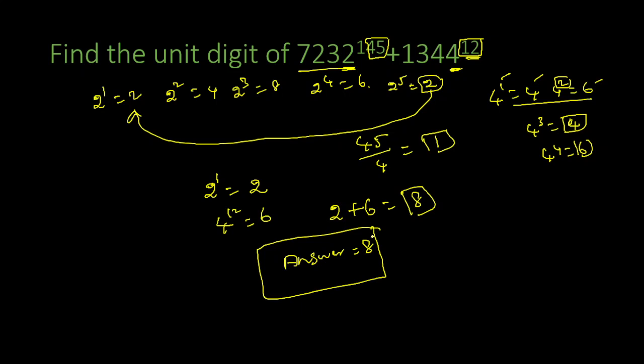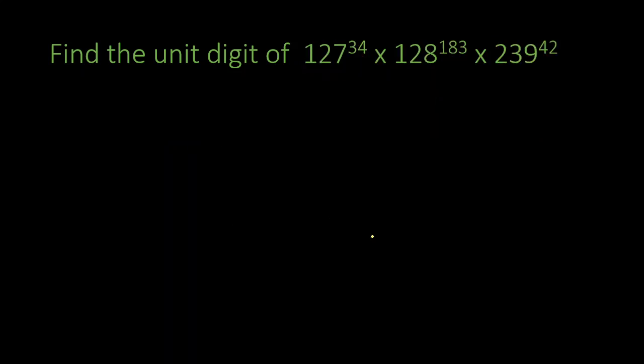Clear? We'll go for the next one. Now 7, we'll have to solve this problem. You take the 2 digits, 7 to the 34. 34 divided by 4, we get 2 as a remainder.